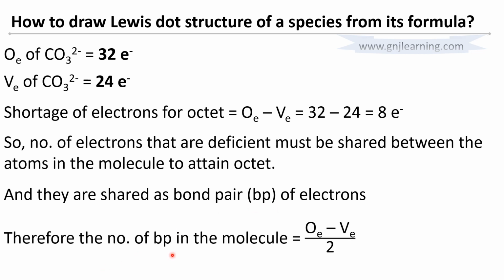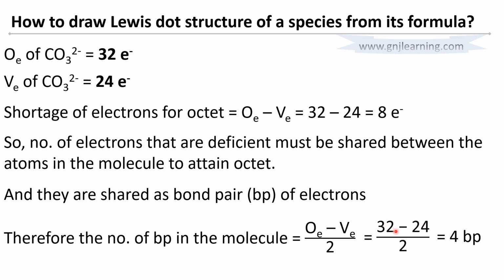So therefore, how do we get the number of bond pairs in the molecule? You have the expected value, that is 32, and the valence electrons, that is 24. You simply divide the difference by 2, so OE minus VE by 2. That difference is to be shared, so you divide it by 2. By doing that, 32 minus 24 by 2, you have 4 bond pairs.